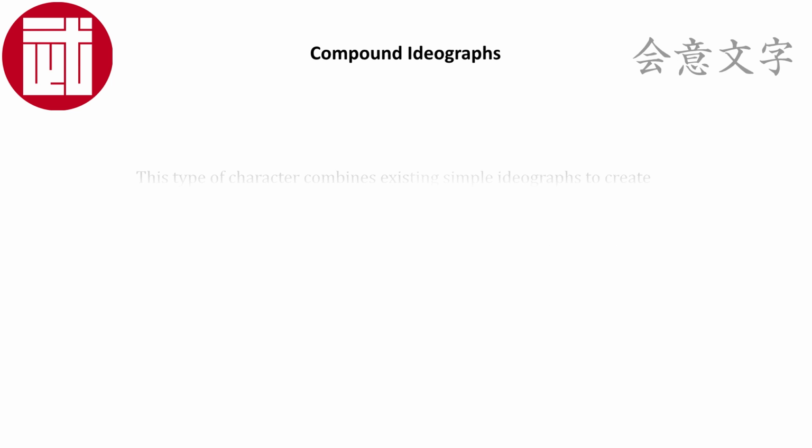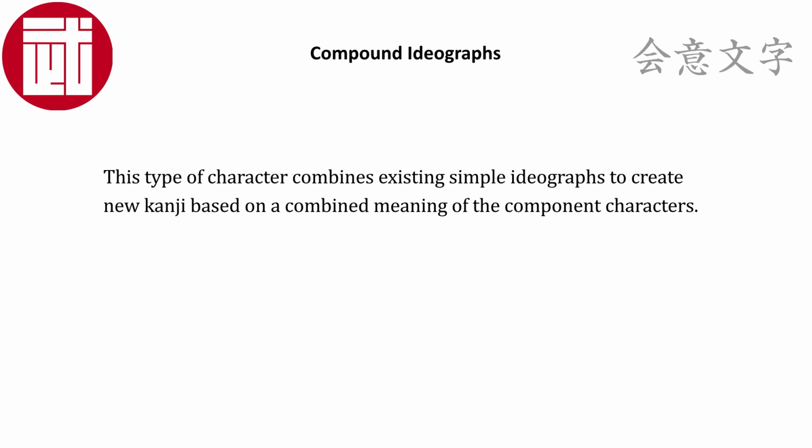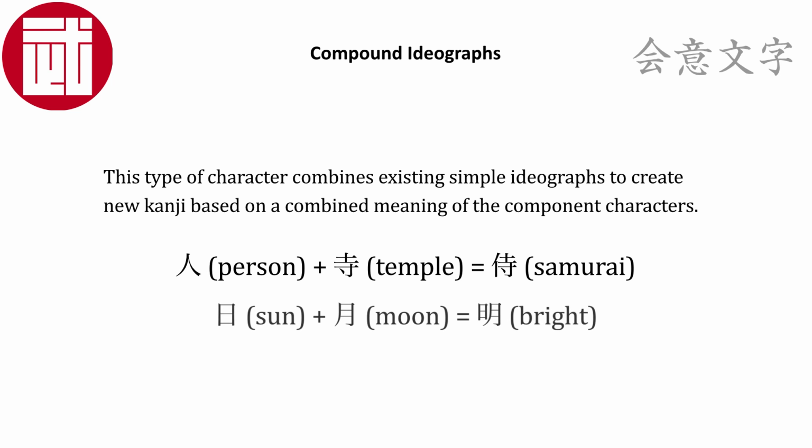Compound ideographs use existing simple ideographs to create a new character that combines the meaning of the components. For example, if there's a person standing next to a temple, they're samurai. If you put the sun and the moon next to each other, it becomes bright.